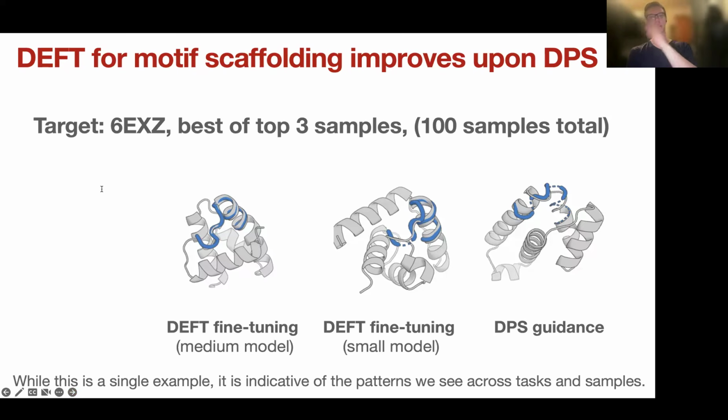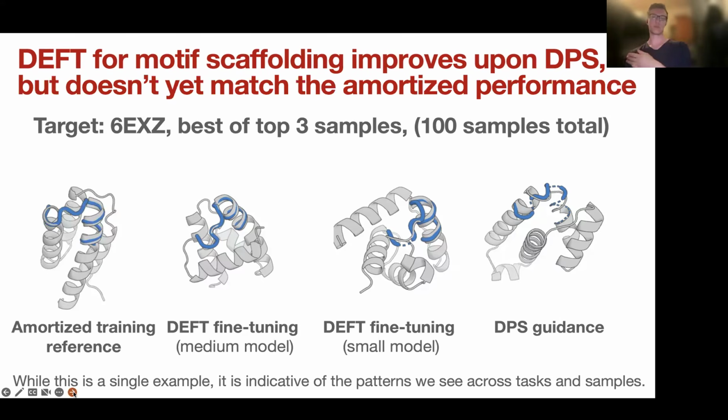And this is a single example. I can show you numbers later, but basically, if we look through a lot of samples and calculate the metrics, the patterns are basically similar across tasks and samples. So if we go to the next slide, while it improves a lot upon DPS and these other inference time methods that Francisco showed before, it doesn't match the amortized performance. The amortized performance gets this quite often, which kind of makes sense, right? We completely trained from scratch for this specific task.